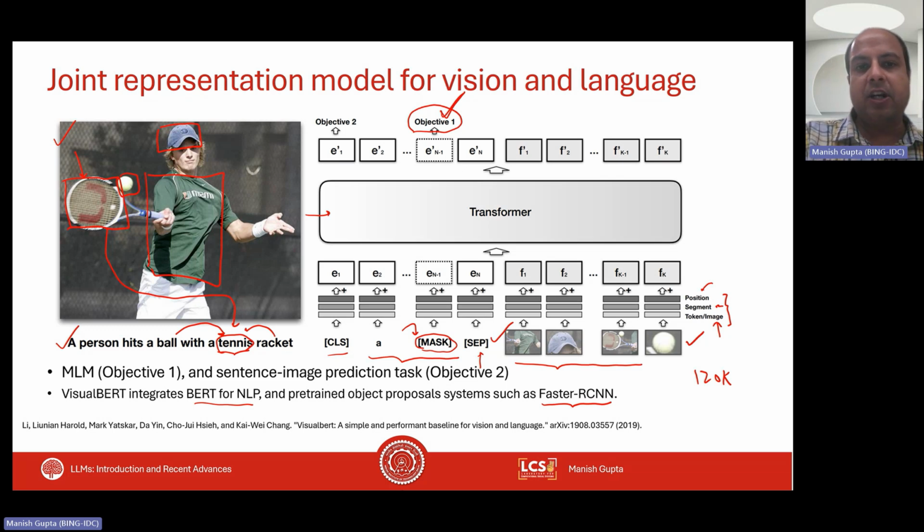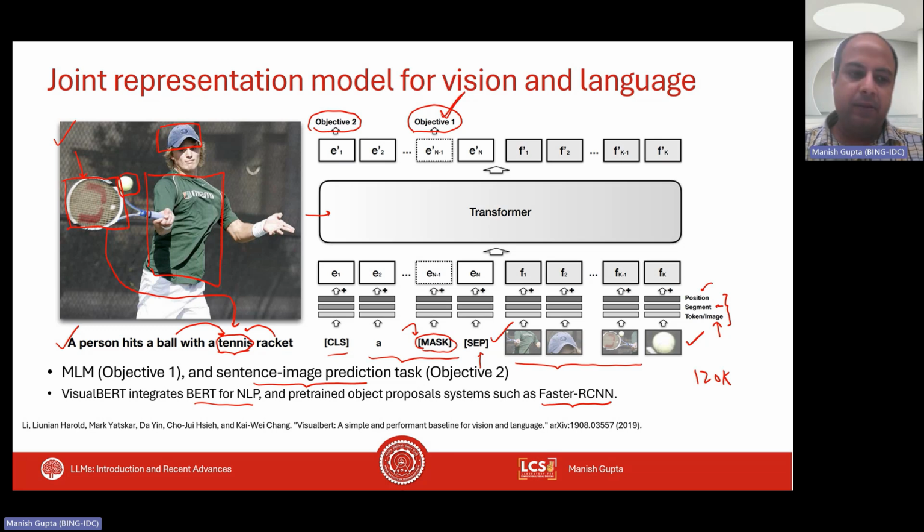Now, on the other hand, let's talk about objective two. It's the sentence image prediction task. The idea is that in a particular batch of samples, you would give image-text pairs, but half of those pairs are going to be positive pairs, half of them are going to be negative pairs. Now, what is a positive pair? A positive pair basically means that the caption is linked with the image itself, which means that it is relevant for the image. And then the negative pair would be where the caption is linked with an irrelevant image.